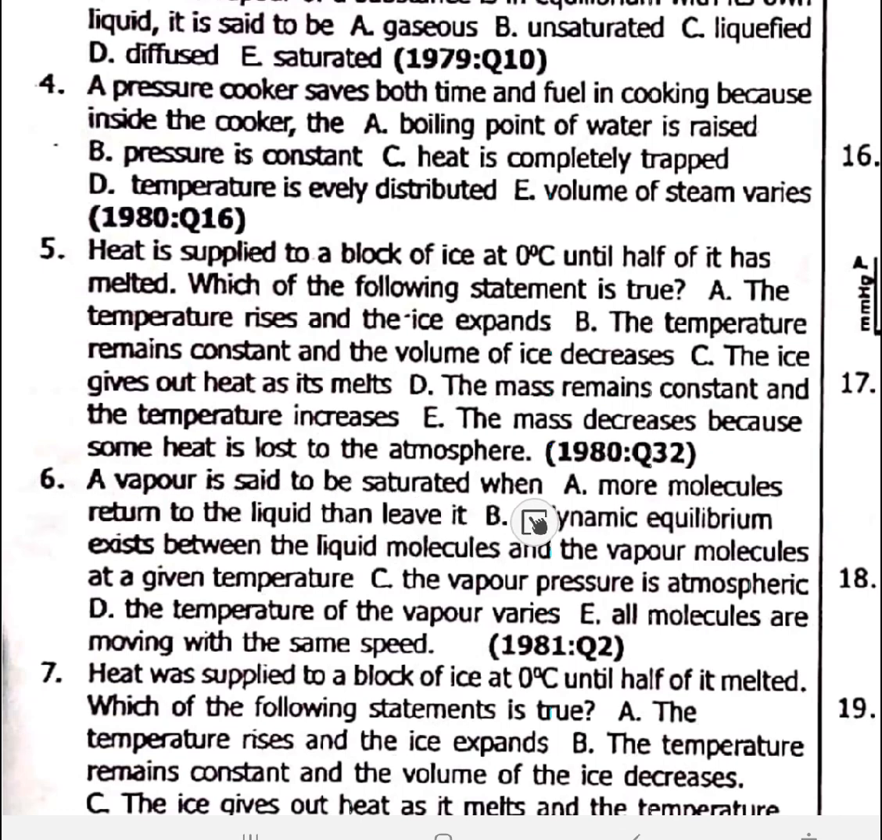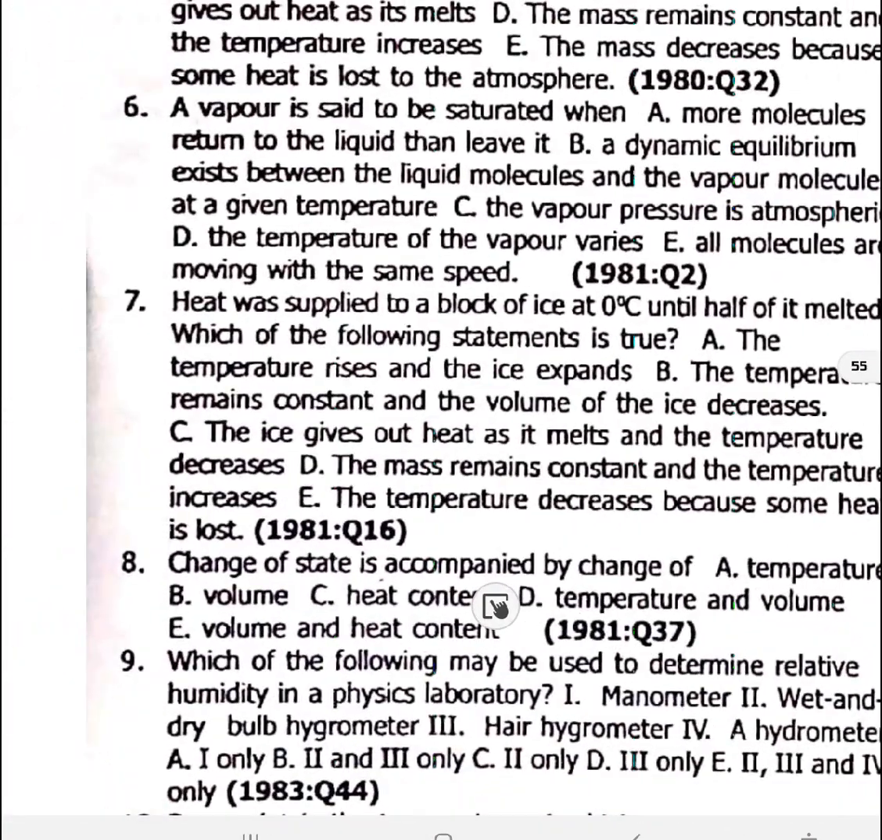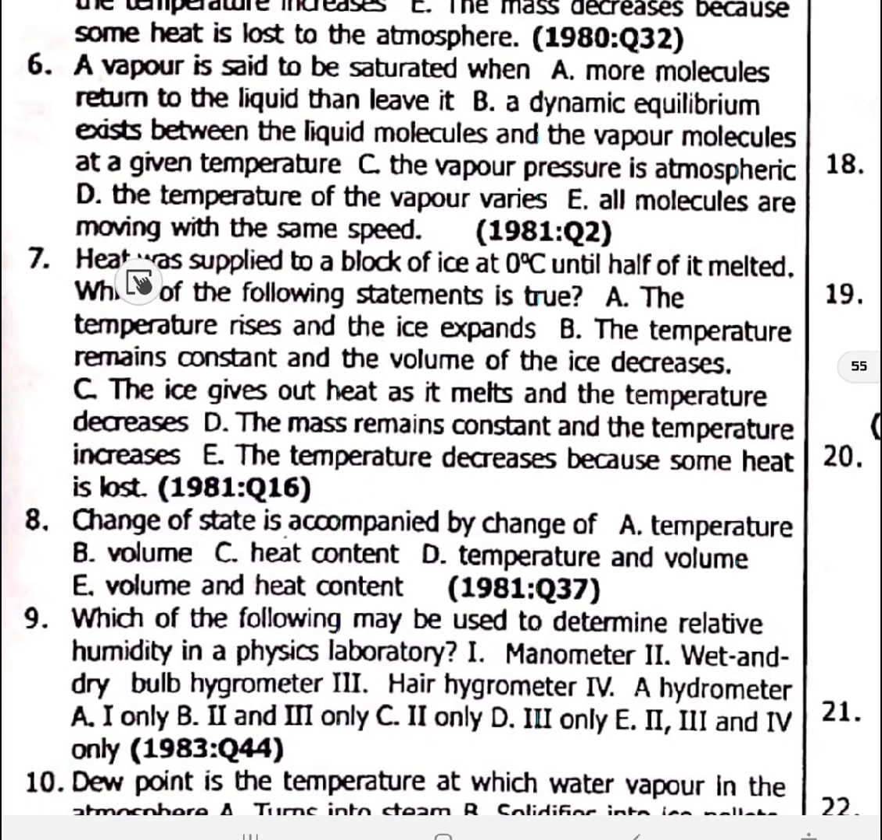Six, a vapor is said to be saturated when a dynamic equilibrium exists between the liquid molecule and the vapor molecule at a given temperature. Number six is option B. Seven, heat was supplied to a block of ice at 0 degrees Celsius until half of it is melted. Which of the following statements is true? Seven is a repeated question, so you see a similar thing. You also encounter a lot of questions that are repeated. The temperature remains constant and the volume of the ice decreases. Number eight, change of state is accompanied by a change in volume and heat content.